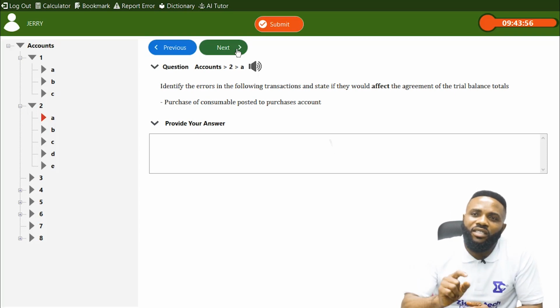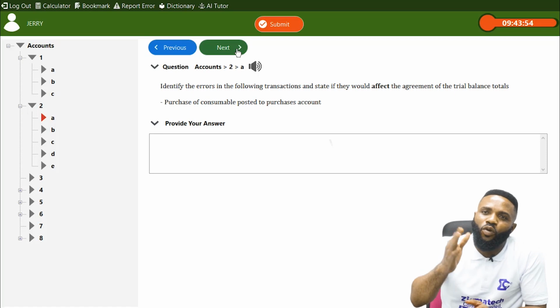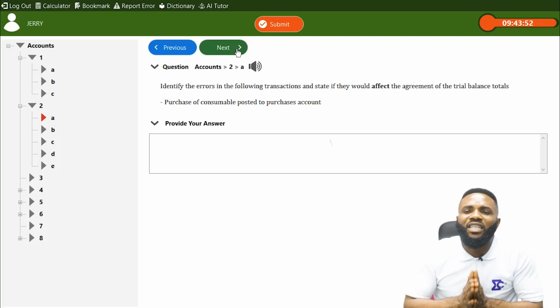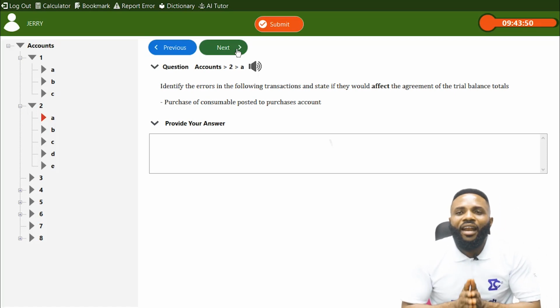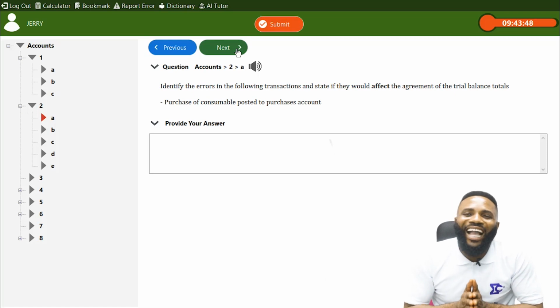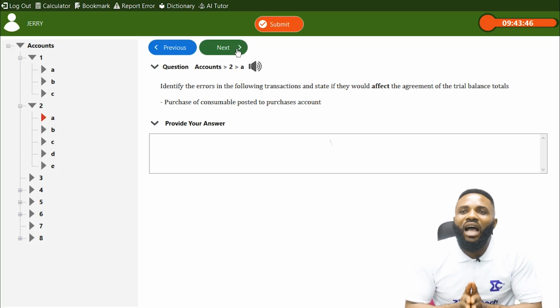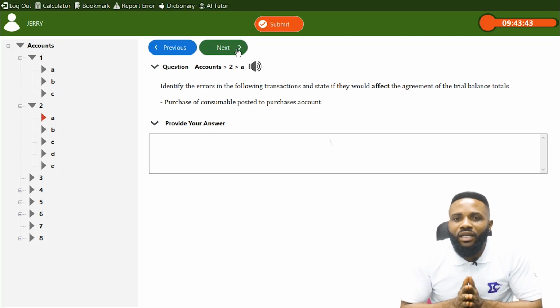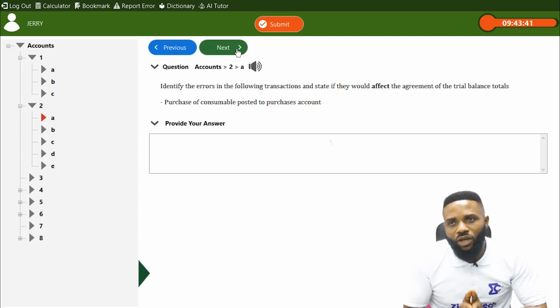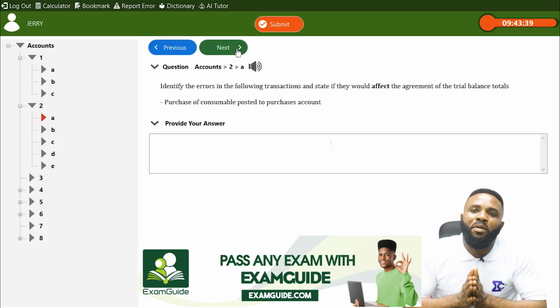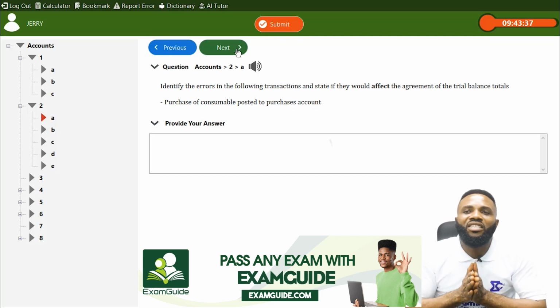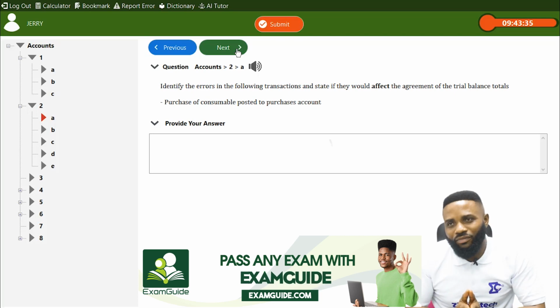There are certain terminologies I need to explain before we look at the question. First of all, what is an error? An error in this context is called an accounting error. Errors are mistakes that are made during the preparation of accounts. When you make a mistake in the preparation of accounts, such a mistake is called an error.